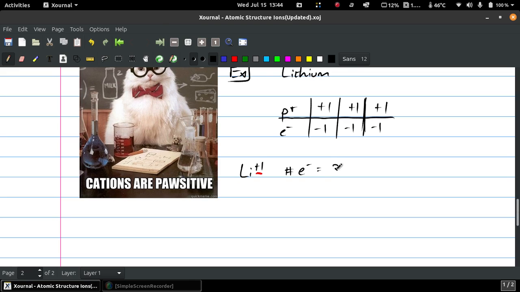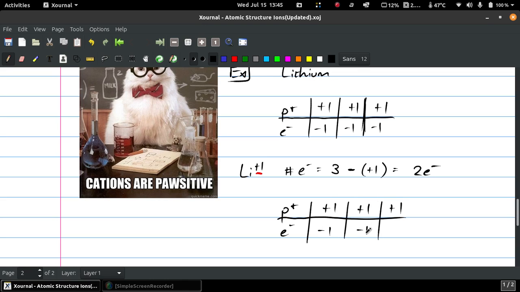So our atomic number is 3, minus a plus 1 charge, which is just 1, equals 2 electrons. So lithium plus 1 has lost an electron. It would look like this. It still has 1, 2, 3, but now it only has 2 electrons. So that's how you can do that very simply.